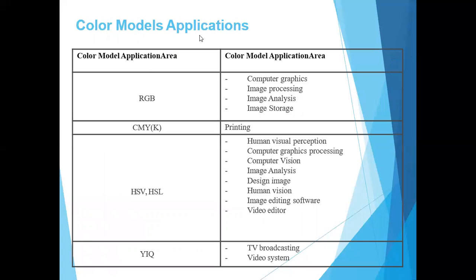The last topic is applications of the color models. As I have told, the RGB color model is basically used in computer graphics, image processing, image analysis and image storage. That means it is used for display devices like laptops, TVs and monitor screens, wherever you have displays. Whereas the CMY and CMYK color models are basically used for printing. Wherever we have printers and plotters, we make use of the CMY color model.